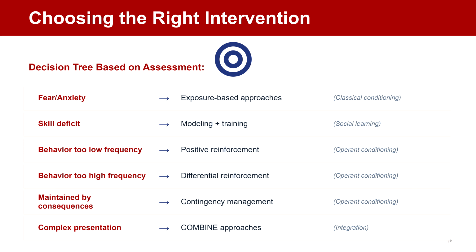If a desired behavior occurs too infrequently, we use positive reinforcement strategies from operant conditioning. If a problem behavior occurs too frequently, we use differential reinforcement or extinction. If a maladaptive pattern is being maintained by its consequences, we use contingency management to rearrange those consequences. And when the presentation is complex, which is usually, we combine approaches in a coherent treatment plan.